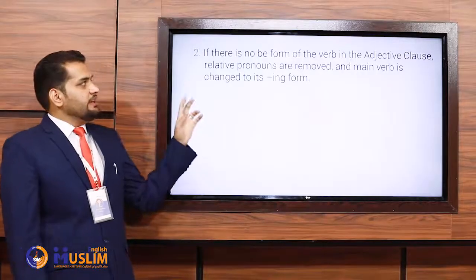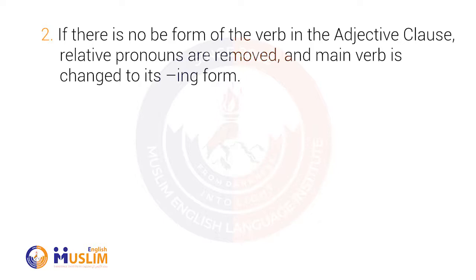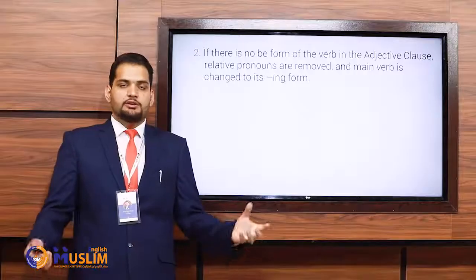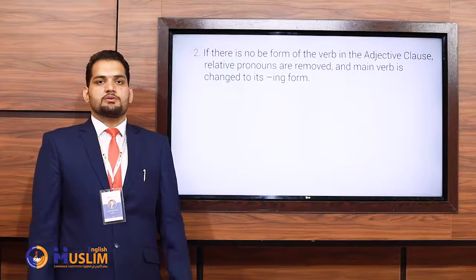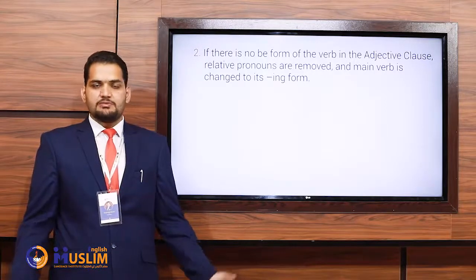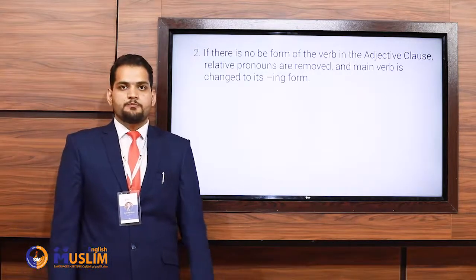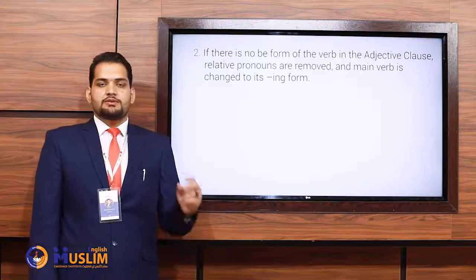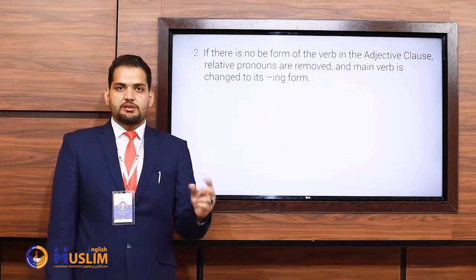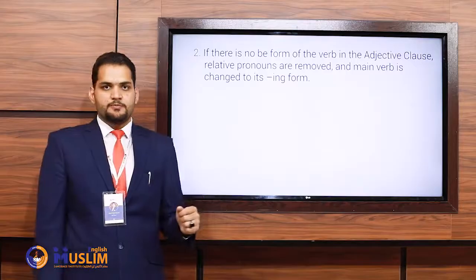Number 2. If there is no be form of the verb in the adjective clause, relative pronouns are removed and main verb is changed to its ing form. As you all know, we do not always use to be verbs in sentences. Sometimes we have other verbs. If there is no to be verb, you simply need to change that main verb into its ing form.